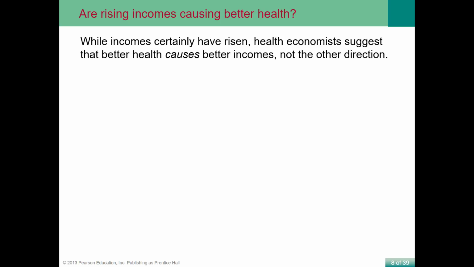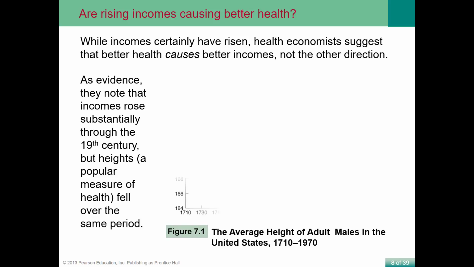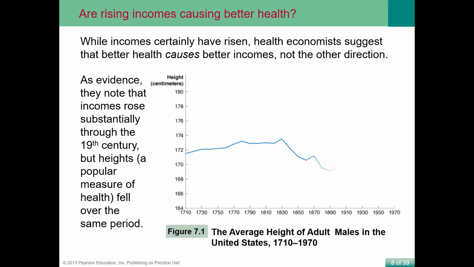So are rising incomes causing better health? Well, incomes certainly have risen. Health economists suggest that better health causes better incomes, not the other direction. So they don't believe that better incomes cause better health. They believe that better health leads to better income. Incomes rose substantially through the 19th century, but heights, a popular measure of health, fell during that same time period.